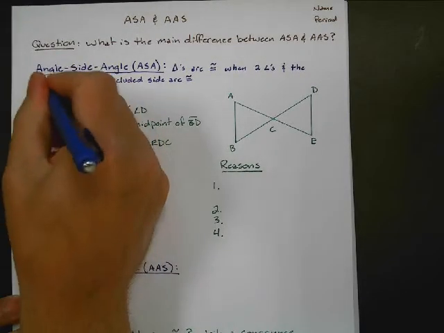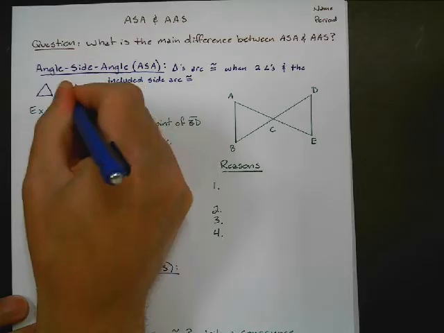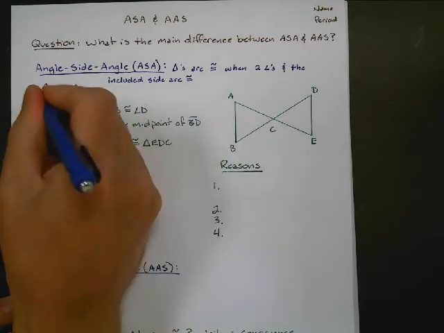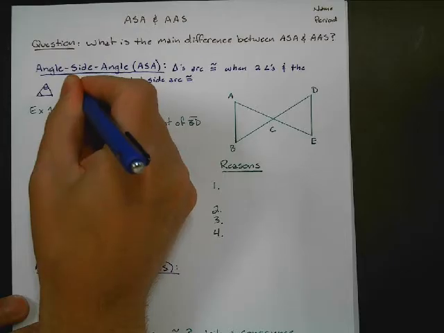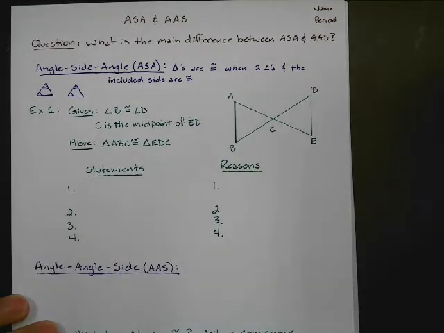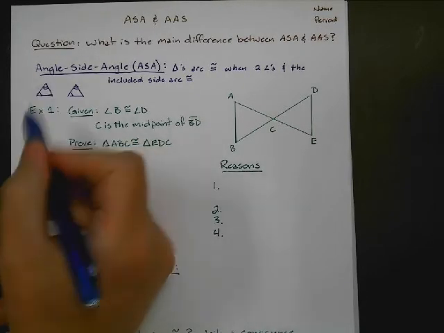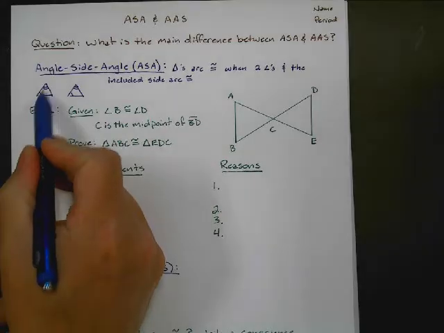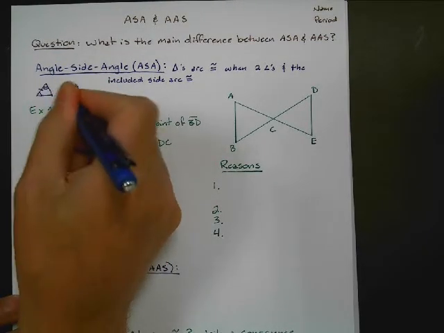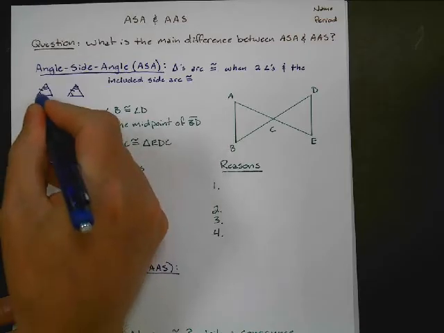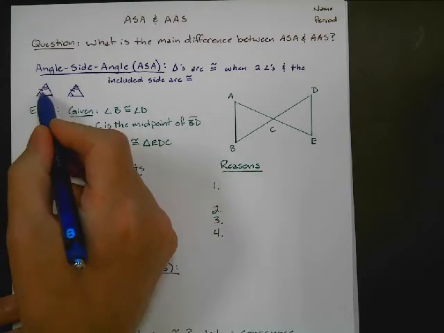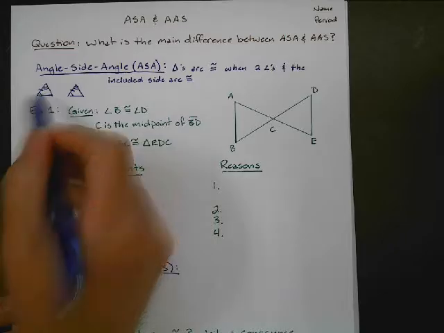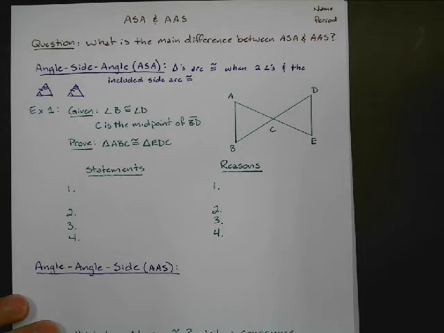If I've got two triangles here, let's say two angles. Okay, so here's one, here's two. If I've got that, the included side is the side right in between those angles. So this would be angle side angle. The included side means it has to be the side right in between the two angles.